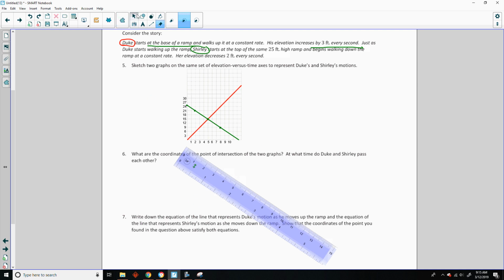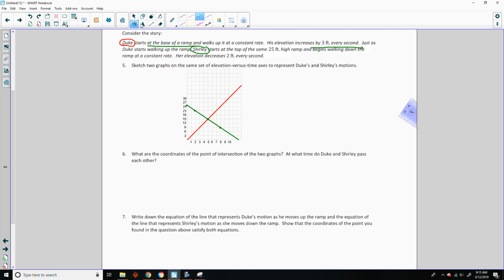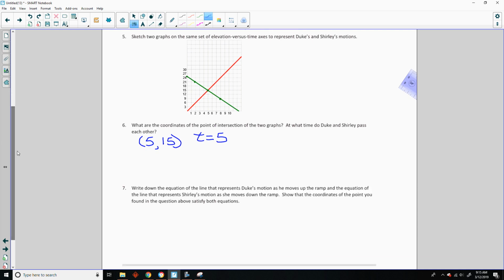Okay. All right, so there's our graphs of these two individuals, Duke in red, Shirley in green. It says, what are the coordinates of the points of intersection? Well, the point of intersection is right here at 5, comma 15. At what time do Duke and Shirley pass each other? Time t equals 5.